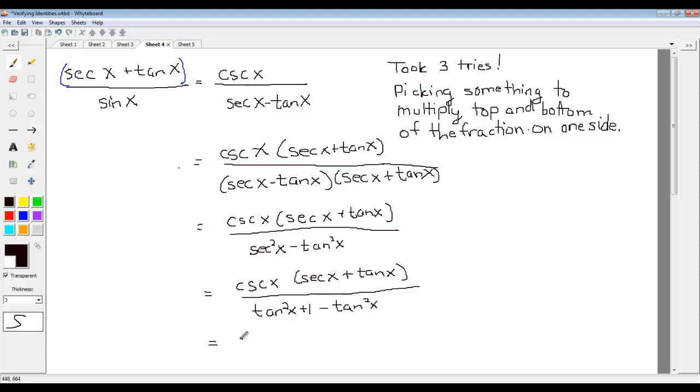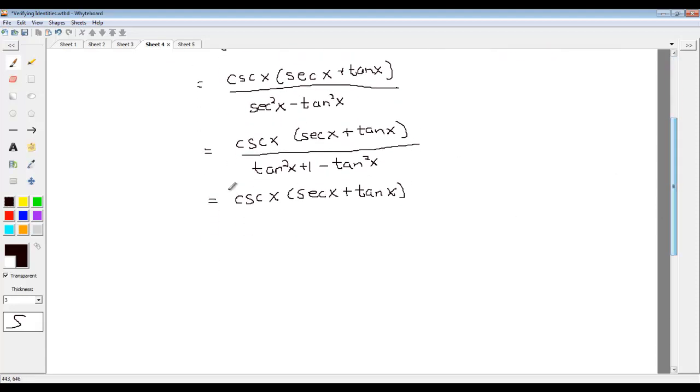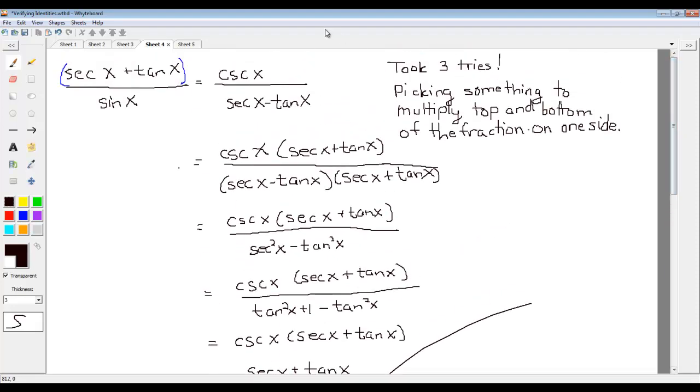So you end up with cosecant x times secant x plus tan x. And this is actually working out rather nicely, because cosecant is 1 over sine. So the secant x plus tan x is still left in the numerator, and then the sine x ends up in the denominator. Because remember, that was what was on the left side, secant x plus tan x over sine x.